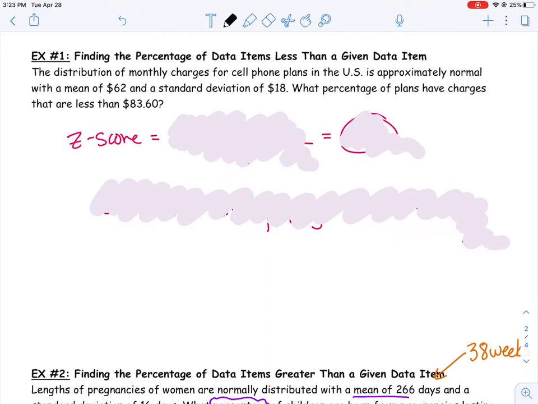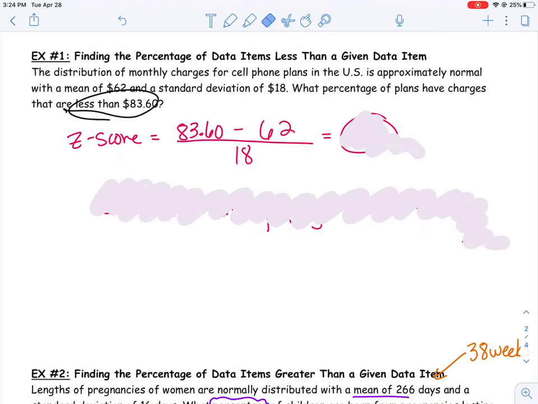It says here the distribution of monthly charges for cell phone plans in the U.S. is approximately normally distributed, with a mean of $62 and a standard deviation of $18. What percentage of plans have charges that are less than $83.60? So I need to figure out what percentile we're in, so I know what percent of people pay less than that. I know my data item is $83.60, my mean is $62, and my standard deviation is 18. I'm going to use that information to calculate the z-score.